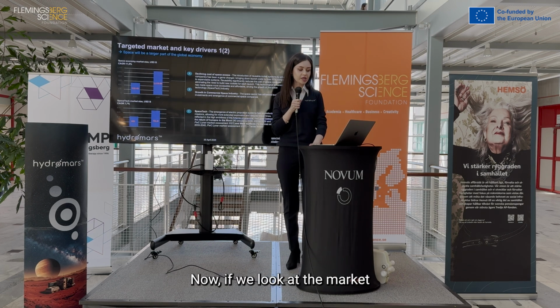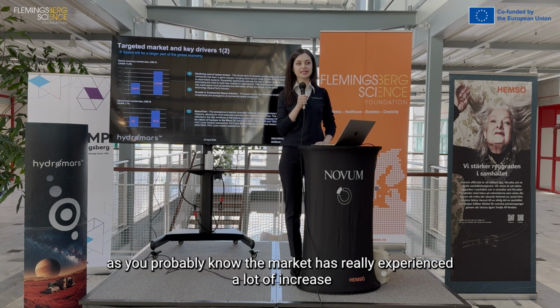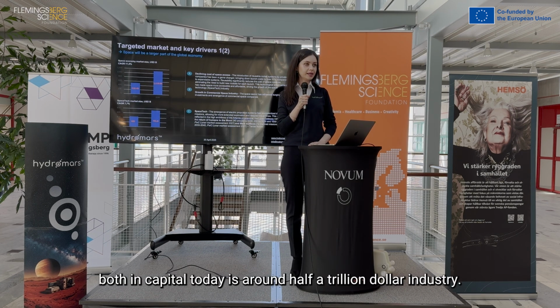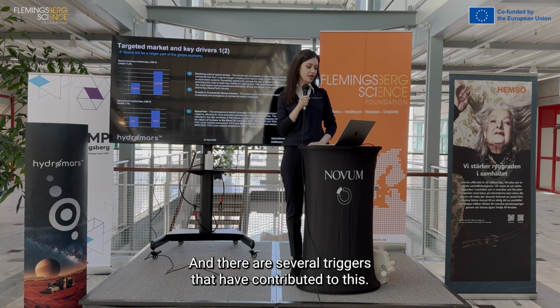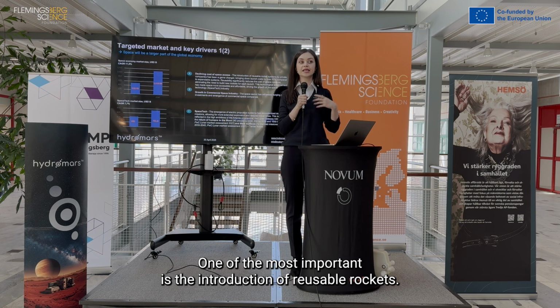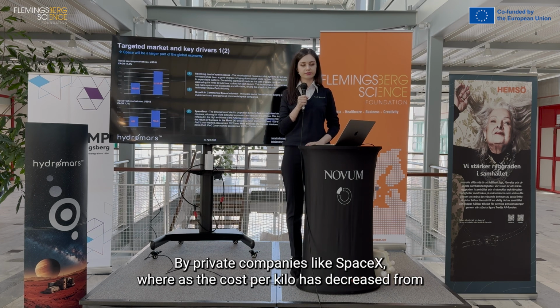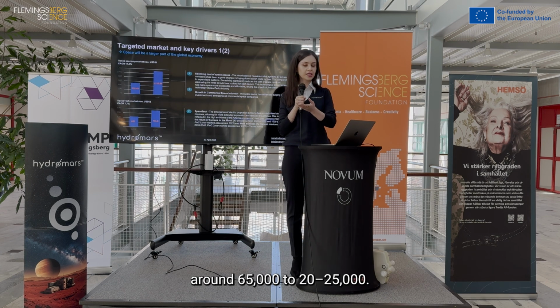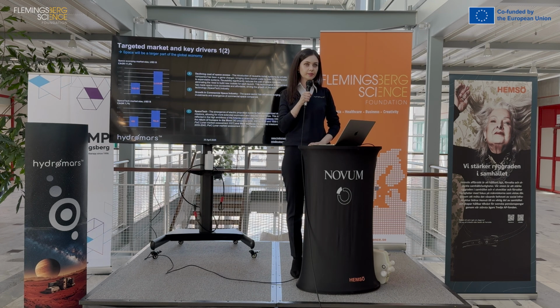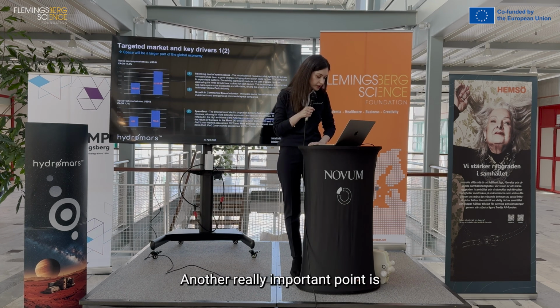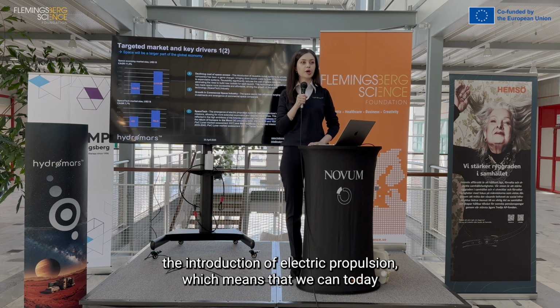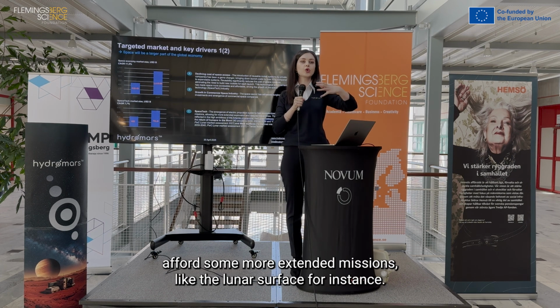Now, if we look at the market, as you probably know, it has experienced a lot of growth in capital. Today it's around a $500 billion industry, and there are several triggers that have contributed to this. One, and the most important, is the introduction of reusable rockets by private companies like SpaceX, whereby the cost per kilo has decreased from around 65,000 to 25,000. Another really important point is the introduction of electric propulsion, which means we can today afford more extended missions, like to the lunar surface, for instance.